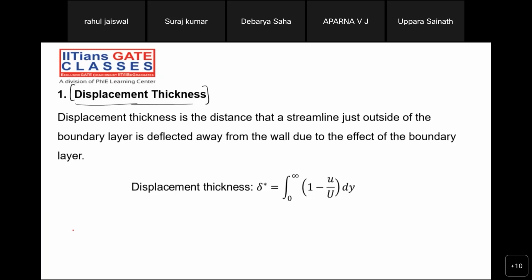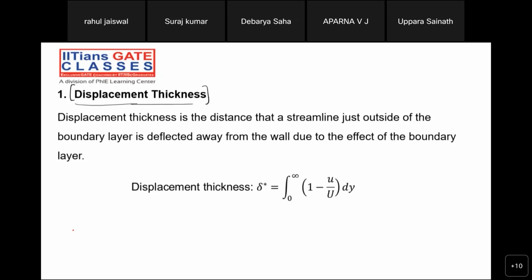So displacement thickness. Anybody know about the displacement thickness at this point of time? First of all, note down the definitions. Whatever is written in the slides, you just note down. The displacement thickness is that distance by which the streamline just outside the boundary layer is deflected away from the wall due to the effect of the boundary layer. Why is there a boundary layer, and why is a displacement thickness formed? There has to be some reason, right?